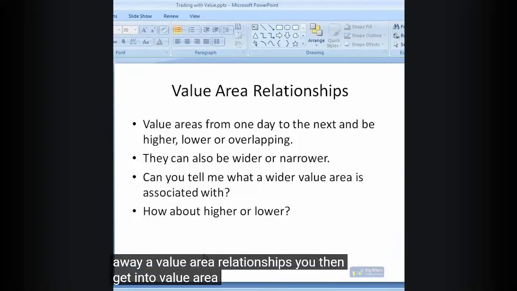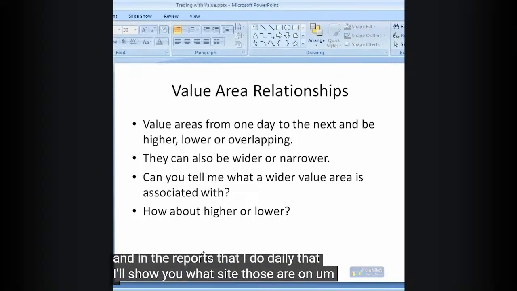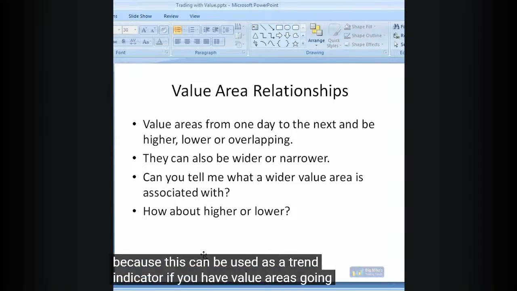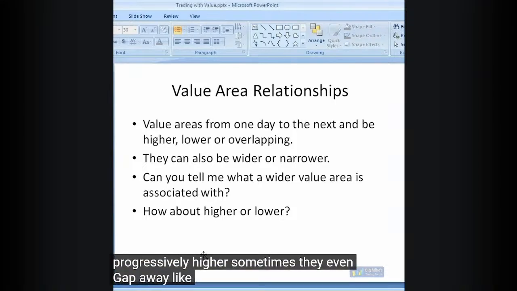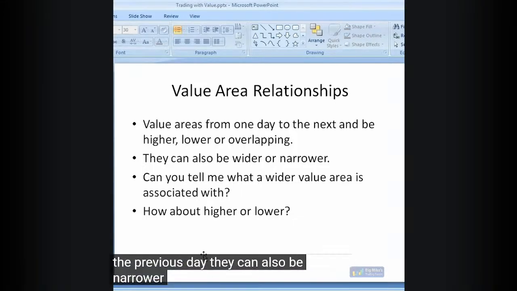You then get into value area from one day to the next, could be higher or lower or overlapping. And in the reports that I do daily that I'll show you what site those are on, I talk about that inside the report because this can be used as a trend indicator. If you have value areas going progressively higher, sometimes they even gap away like they did yesterday. The whole value area is gapped away from the previous day. They can also be narrower or wider.